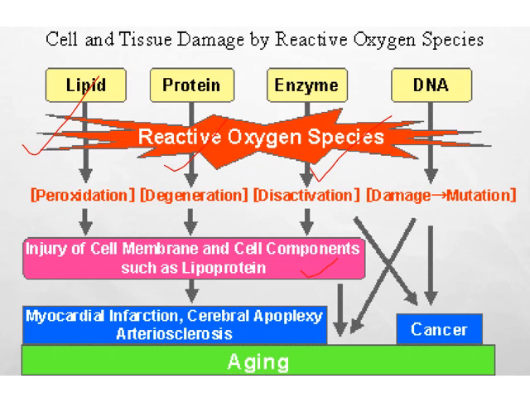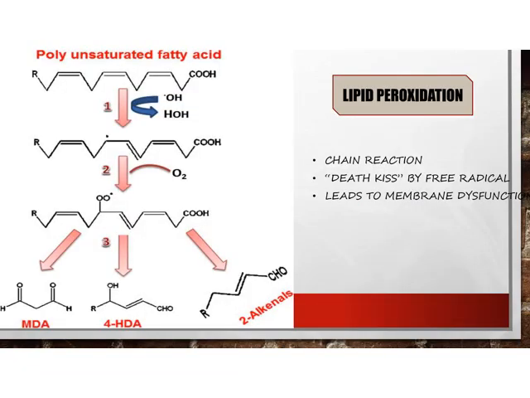And DNA damage or mutation of DNA, specifically double-stranded DNA strand breaking, can also cause mutation and cancer. Now let's move in detail to lipid peroxidation. Lipid peroxidation occurs in 3 stages: the initiation phase, the second one propagation phase, and the third one termination phase. Specifically, PUFA, polyunsaturated fatty acid, which is present in the cell membrane, is easily destroyed by peroxidation.